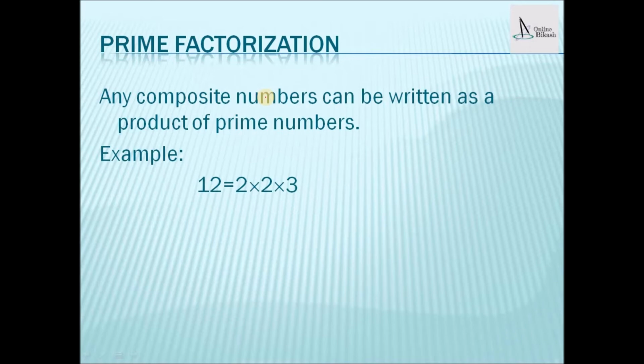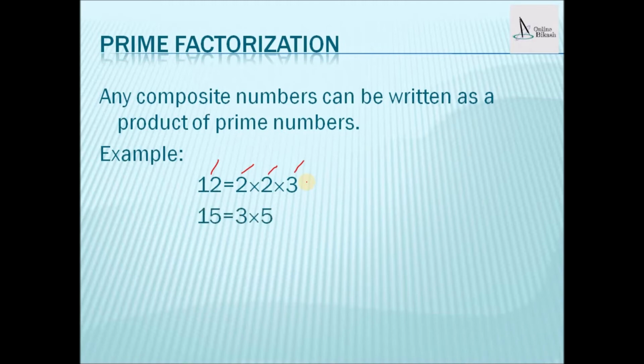Okay, so 12 is a composite number and this 12 can be expressed as a product of prime numbers. In this case you see, this 2 is a prime number, this 2 is a prime number, this 3 is a prime number. If you multiply 2 times 2 times 3, 2 into 2 is what? 4. 4 into 3 is what? 12. So this composite number 12 has been expressed as the product of these 3 prime numbers. Okay, this is known as prime factorization. Is it clear? So let us see one more example.